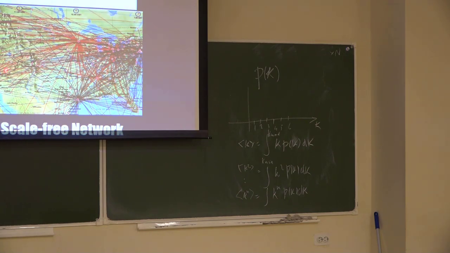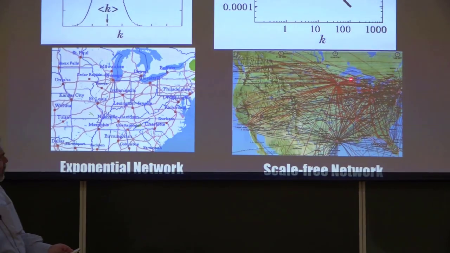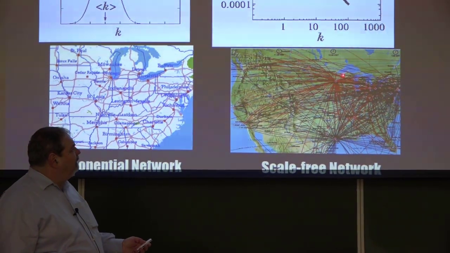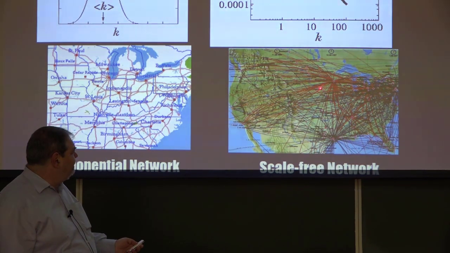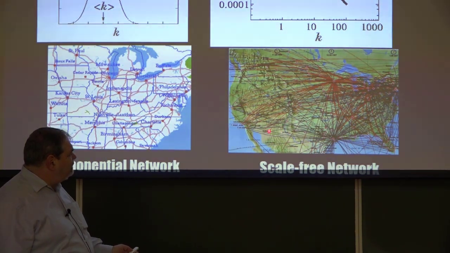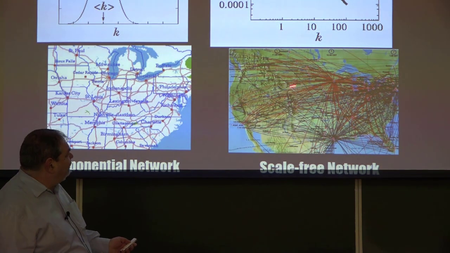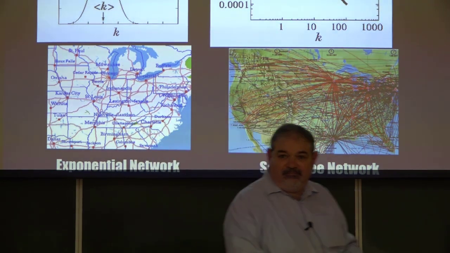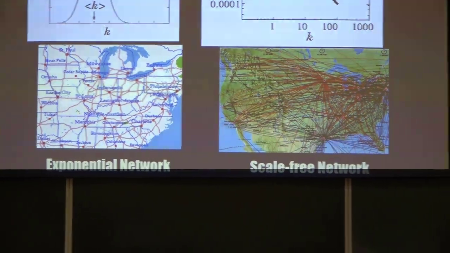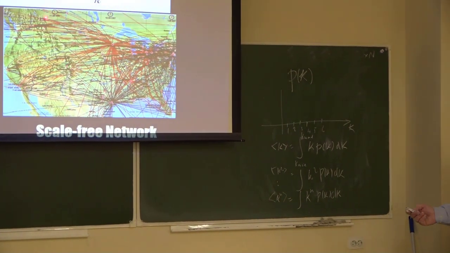The situation is radically different here instead. When you consider flights, we now see that there is a big, big, big difference. There are cities, now small cities, which only have one or two connections. And there are cities like Chicago now, which has thousands of connections.